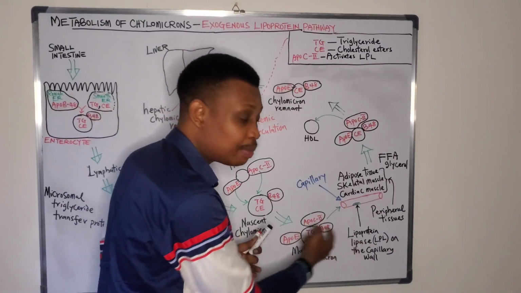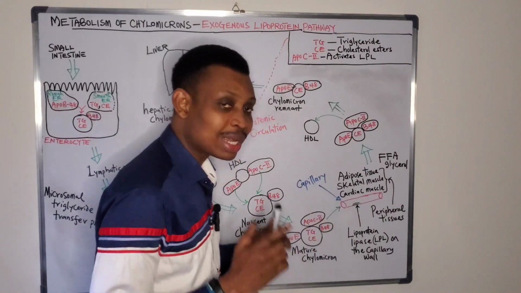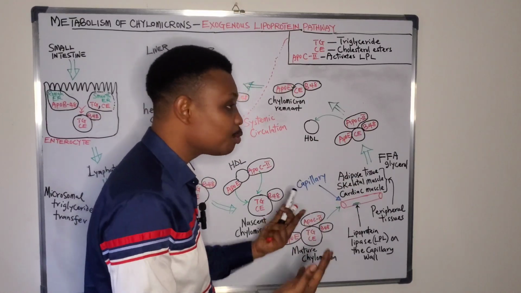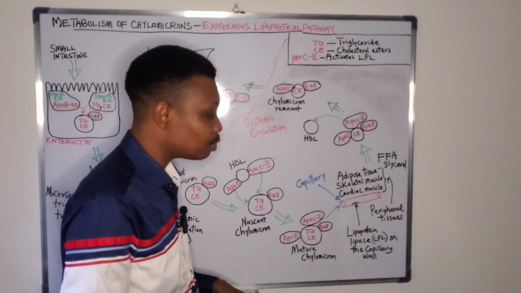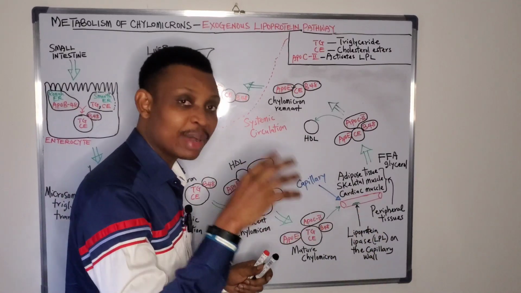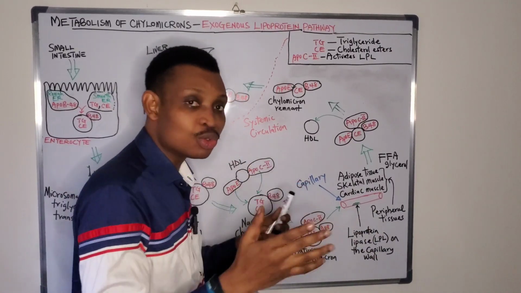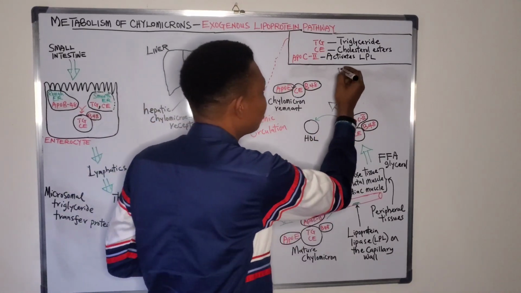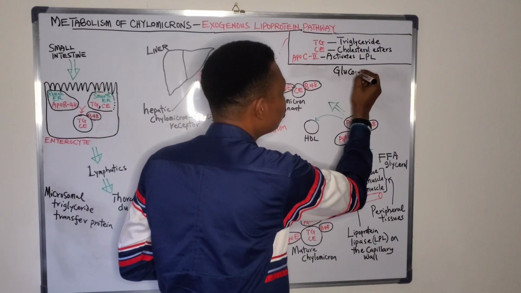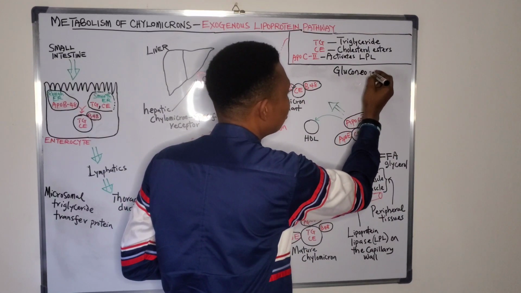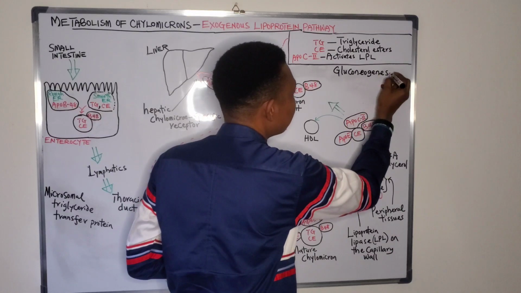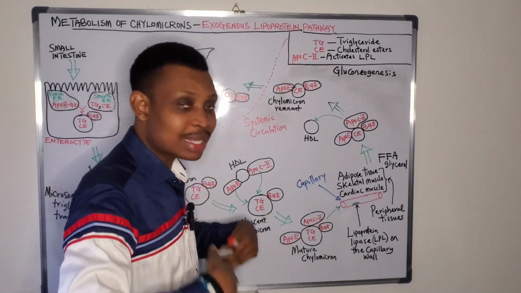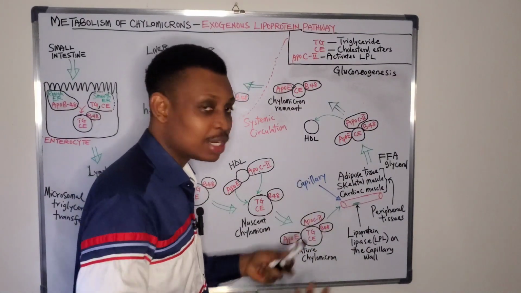Now, the glycerol that is also produced as a product of the hydrolysis of triglycerides by lipoprotein lipase cannot be utilized by these peripheral tissues. So it will flow into the systemic circulation, and then it will be taken up by the liver, which can later be used to synthesize glucose through a process of gluconeogenesis. Now, this glycerol can also be used to synthesize triglycerides much later.